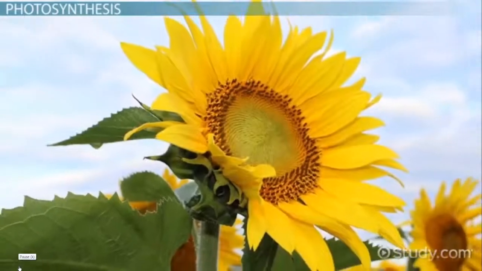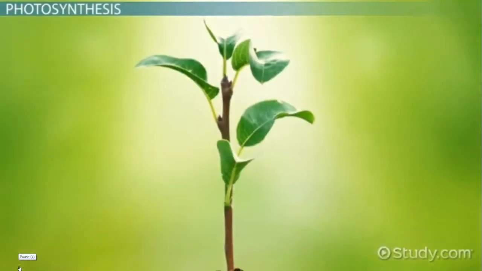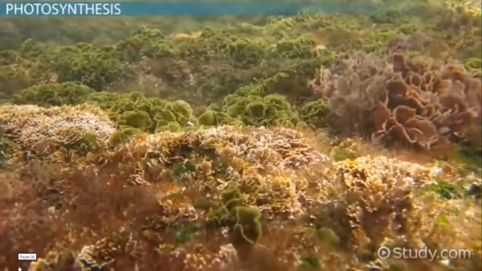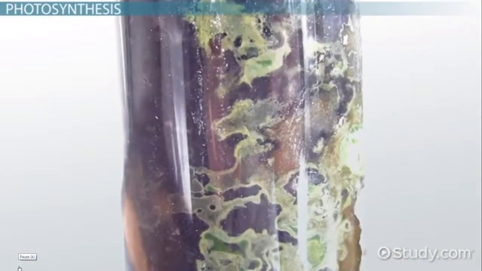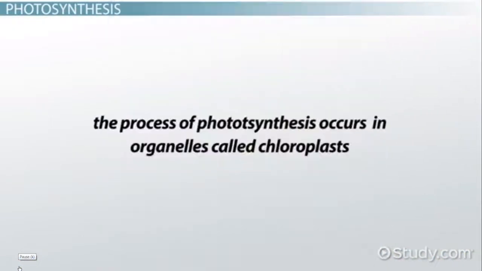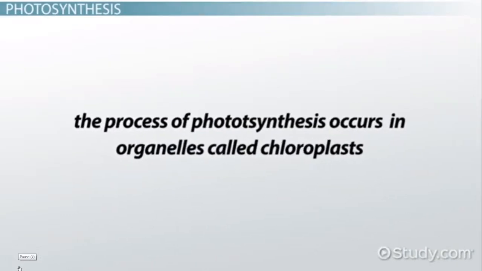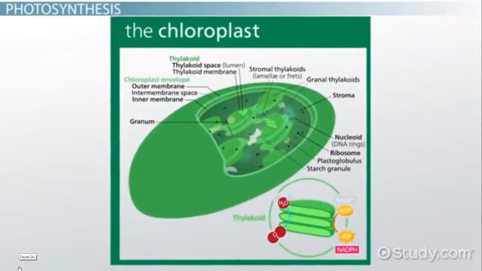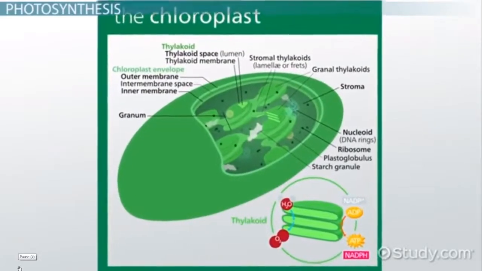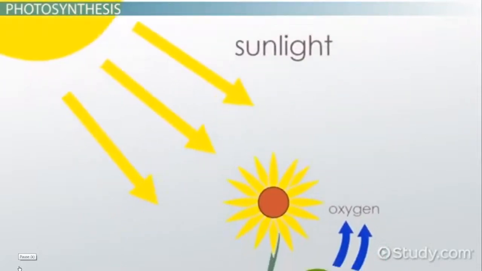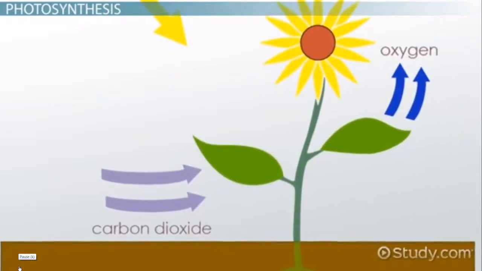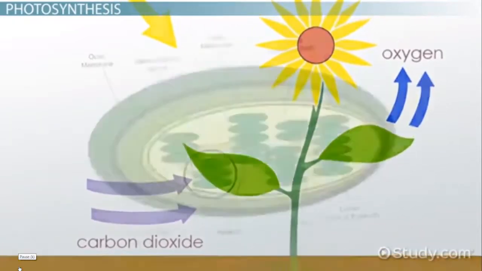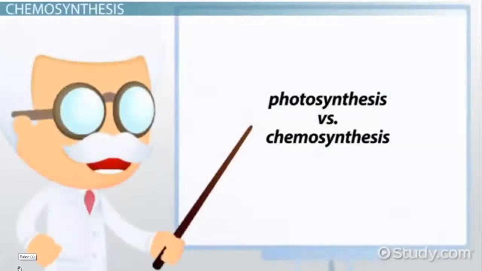Many living things use this process to make food, including plants, which provide us with food and oxygen, algae, which serve as a food source for many organisms in the food chain, and some bacteria, such as the green sulfur bacteria. Furthermore, at least in plants and algae, the process of photosynthesis occurs in organelles called chloroplasts. Think of them as the place where the raw ingredients are cooked, sort of like an oven in our kitchen. So, to summarize, photosynthesis uses light energy to convert carbon dioxide and water into carbohydrates, which are sugars, and oxygen within organelles called chloroplasts. Keeping this in mind, let's compare photosynthesis to chemosynthesis.